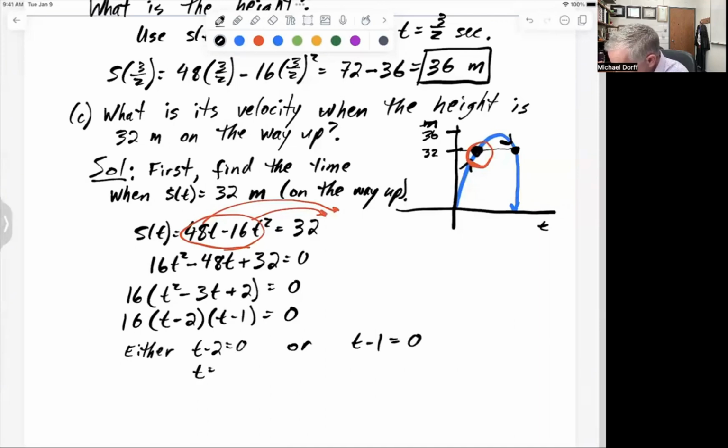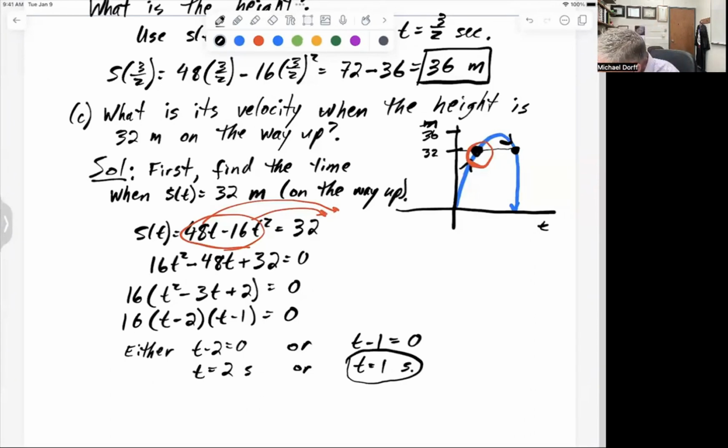And that means t equals 2 seconds or t equals 1 second. Now, why do I have two answers here? I would want to have one answer. Well, t equals 1 is the answer that we're looking for, because that's what it is going up. The t equals 2 is what happens when it's going down.